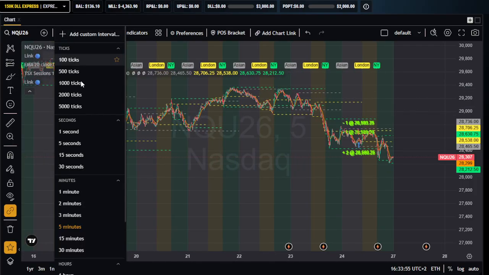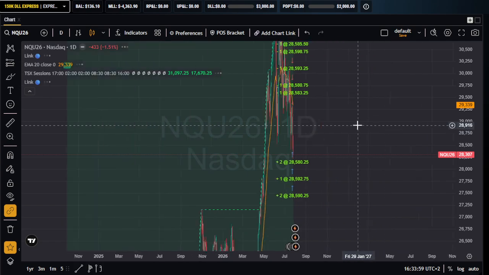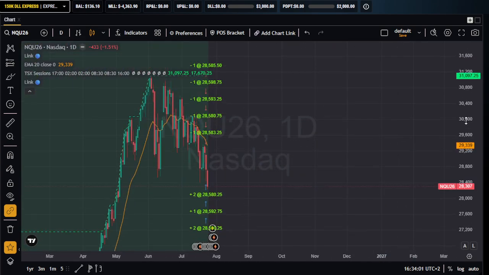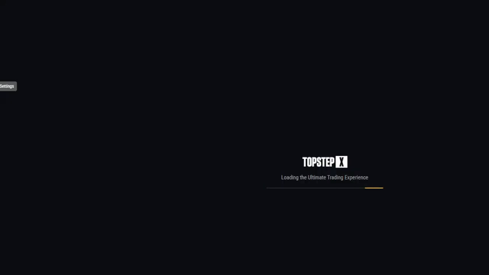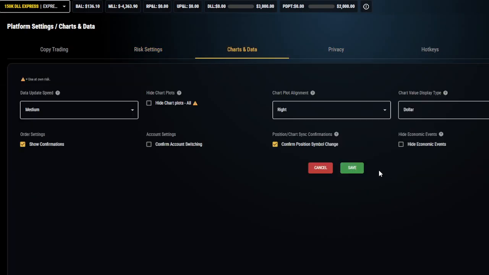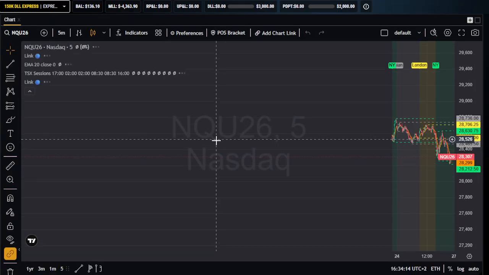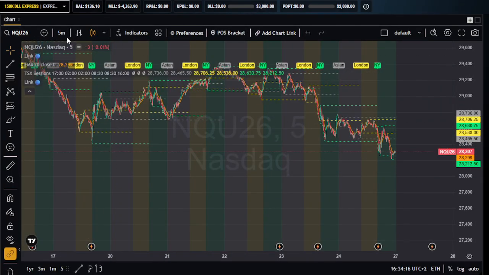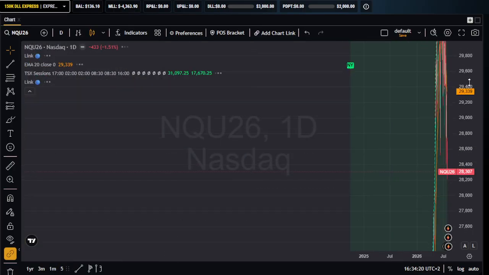So I will start with the daily chart. I will remove the settings, the charts, the data, just for a clearer view. So I did say I start from scratch, so I will start from scratch.